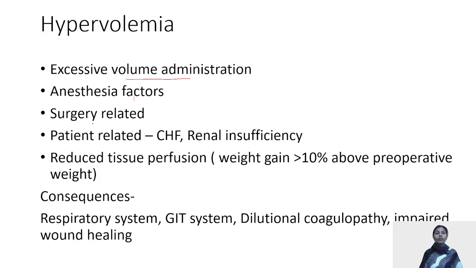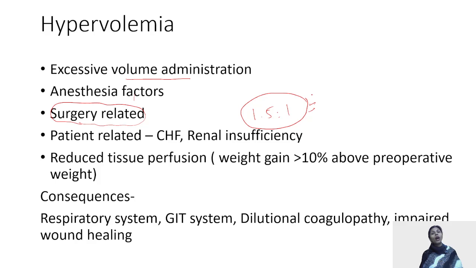Then surgery related. Sometimes you over-replace the blood loss. For example, the blood loss is 100 ml. You have to replace that with crystalloid in the ratio of 1.5:1. This is the newer guideline. First, it was 3:1 that the replacement had to be done. But now, for every 1 ml loss of blood, around 1.5 ml of crystalloid has to be given to the patient.